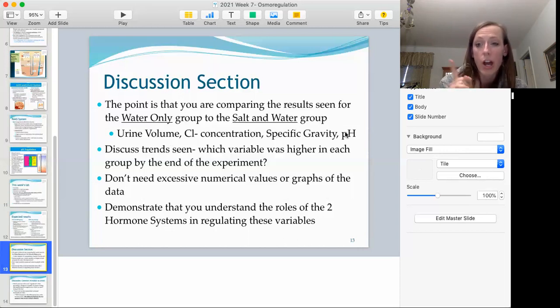You don't need to make a graph, although it will help you to make a graph. If you make a graph, you will be able to see your results a lot more clearly. You don't need to give me that graph, but you do need to discuss the results that we saw. So in order to do that, you might want to just make the graph so you can see what happens. And in the discussion section, you also need to demonstrate that you understand the roles of the two hormone systems that are at work here.